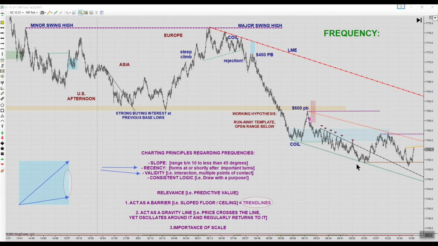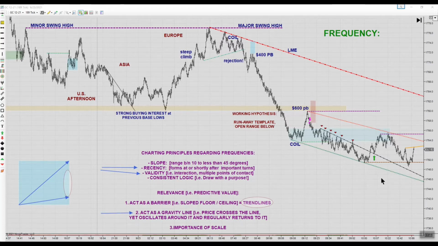It is important to note that the break of a frequency does not necessarily diminish its quality. Often a broken frequency will become a swap zone and price will interact with the backside. Such precise interaction further increases the validity of the line as a reference point on the chart. This is the principle of gravity.